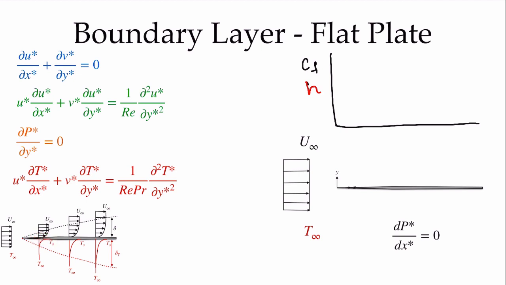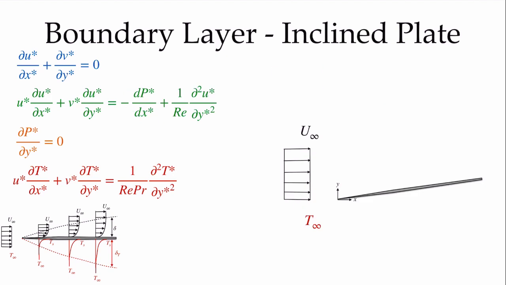Well, now clearly, the gradient is much, much larger here because we're going from zero to U infinity over this thin delta here. As we go further down, delta is larger, and we have the same velocity difference over a larger distance. Same thing for temperature, Ts to T infinity over a smaller distance here, Ts to T infinity over a larger distance there. And so what we're going to expect in either of these cases, whether it's CF or whether it's the convection coefficient or the Nusselt number, they're going to follow exactly the same form. They're going to be high at the leading edge of the plate, and they're going to decrease as the boundary layer grows down that plate.